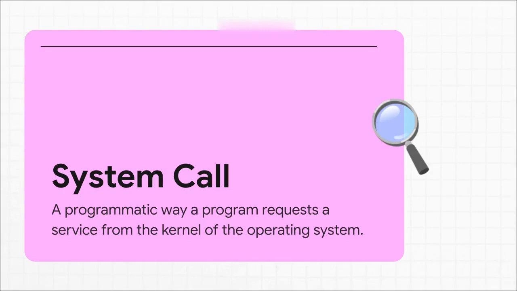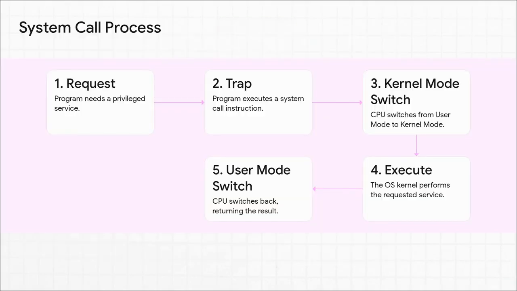Okay, so here's how that whole handoff actually works. Your program needs to do something special, let's say read a file. To ask for that, it runs a special instruction that basically acts like a trap door. The CPU immediately shifts from user mode into the super powerful kernel mode. This hands control over to the OS, which goes and safely performs that file read. And once it's done, the CPU flips right back to user mode and gives the data back to your program, which can now just carry on its merry way.